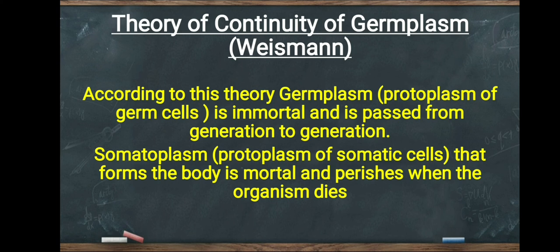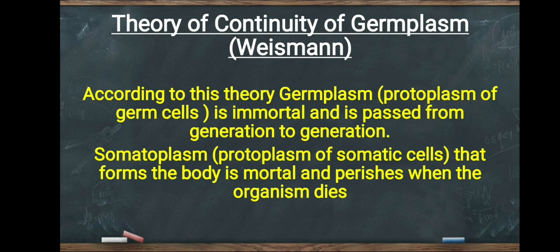So according to this theory proposed by Weismann, it is the germplasm, that is the protoplasm of the germ cells, which is passed from parents to offspring, or from one generation to the next generation. It is the protoplasm which is immortal, while the somatoplasm, that is the protoplasm of the somatic cells that forms the body, is mortal, not immortal. Somatoplasm is mortal and perishes and vanishes when the organism dies.